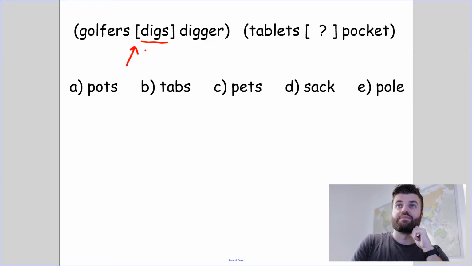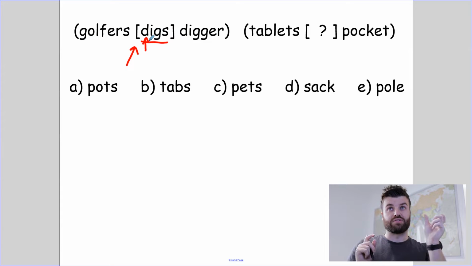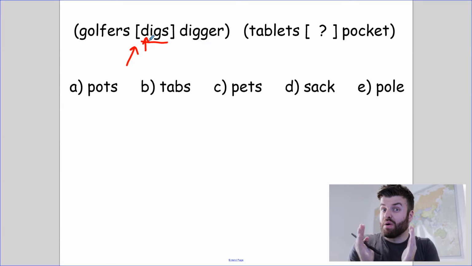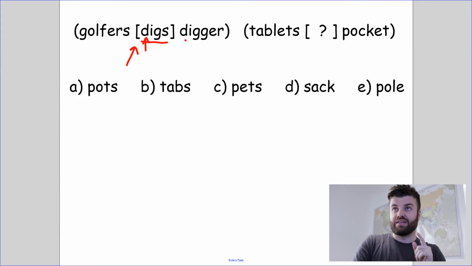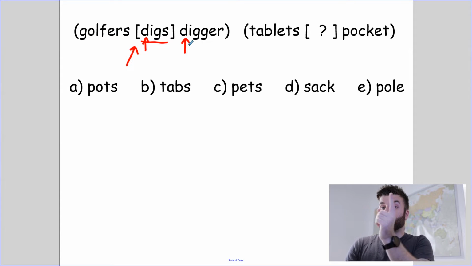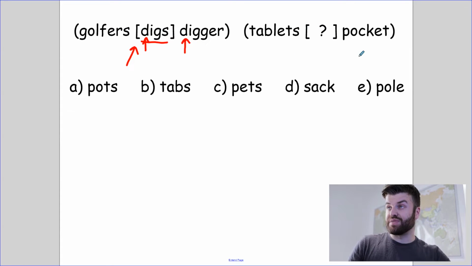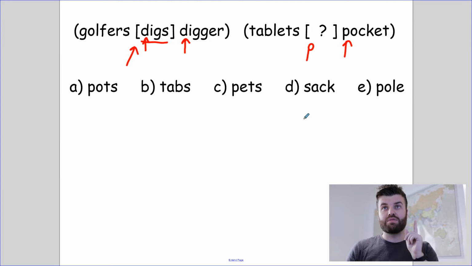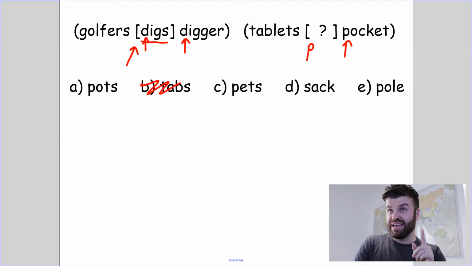So dig starts with a D. Where could that D have come from out of golfers and digger? There's only one place it can come from. It's the first letter in the second word. So we go over to our code, we find the first letter in the second word, which is P, and we write it in. Our word must start with P. And actually we can get rid of B and we can get rid of D straight away.